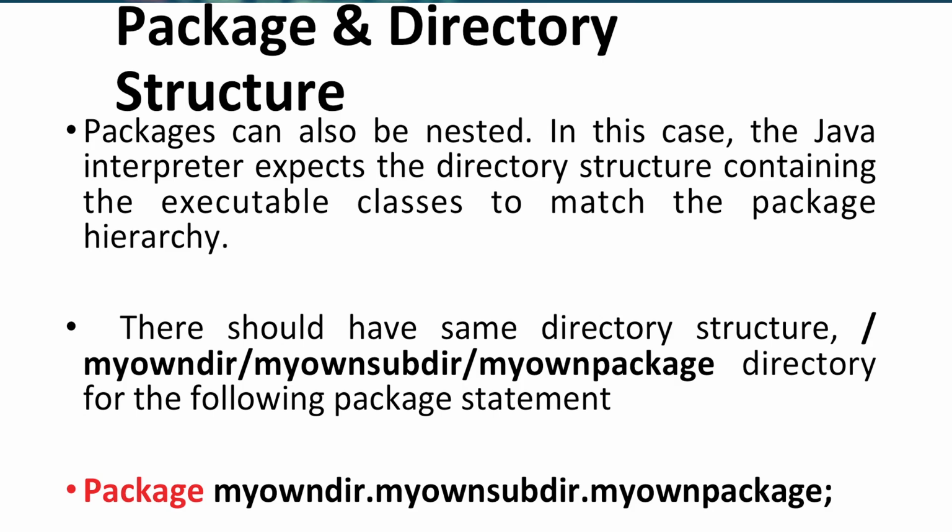Now package and directory structure. Packages can also be nested. In this case, the Java interpreter expects the directory structure containing the executable classes to match the package hierarchy. There should be some directory structure. For example, under directory myowndirectory, myownsubdirectory, then myownpackage. So this is the structure which we have discussed in the previous session also, the directory structure of packages. Now defining it: package myowndirectory.myownsubdir.myownpackage. So this is the statement which we will use.